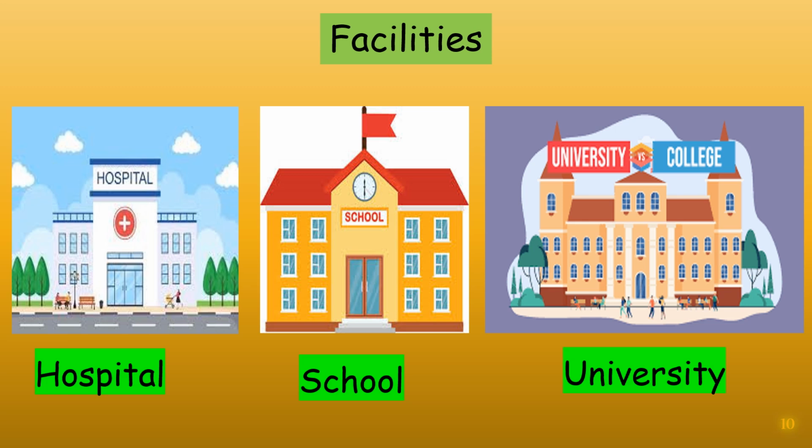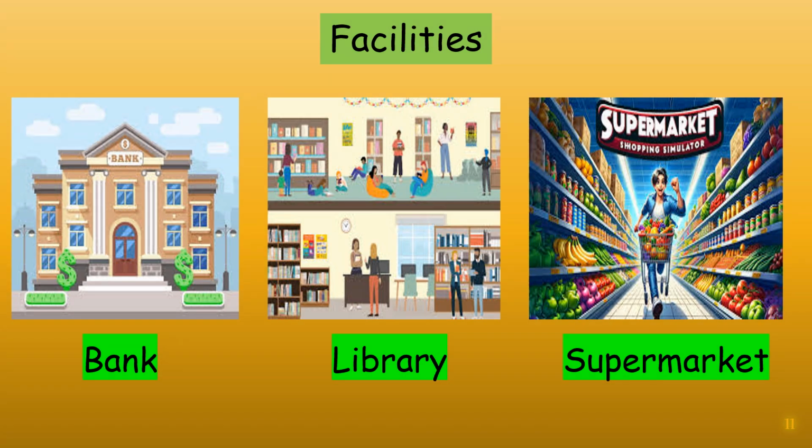Facilities means services which are available in that place. If you are writing about Nizwa, what facilities it has? It has hospital. Then there are schools. Then there are universities. And also you will have bank, library, supermarkets. These are all facilities. Police station, post office, all these things comes under facilities or services. So while describing a place, you must mention what facilities or services are there in that place for people.